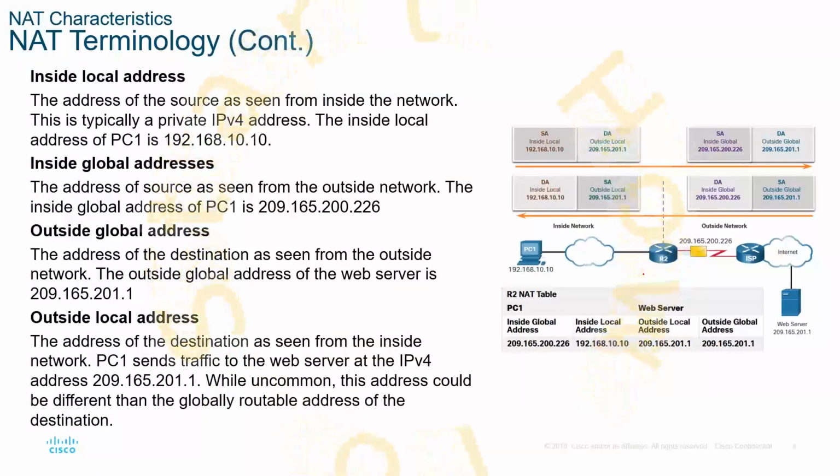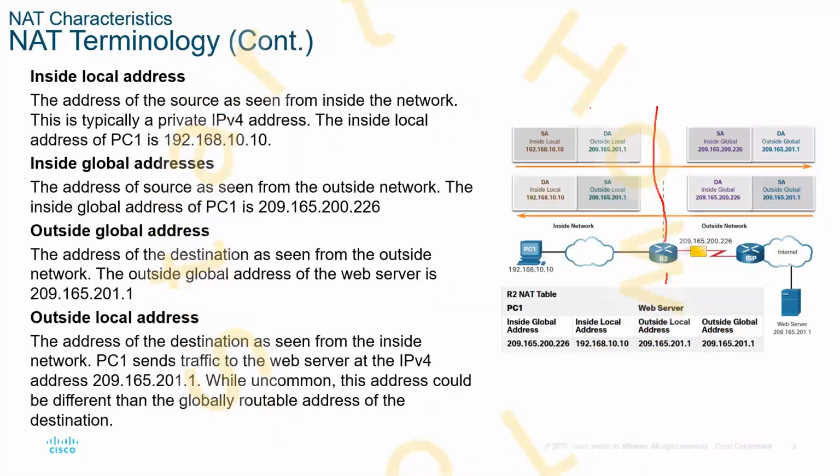We have our inside local. In this example, we have our internal address, 192.168.10.10. Our inside global address will be the source address after it leaves the router. So here is our router, and that's going to be happening. So our inside local, source address, destination address, source address, destination address, and then this is going to be as it comes back.